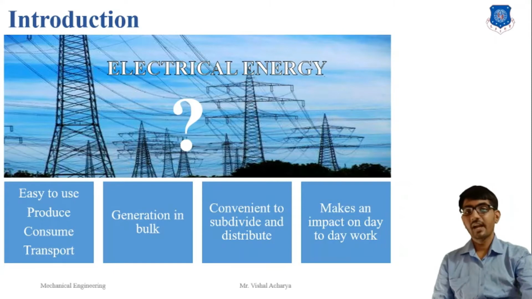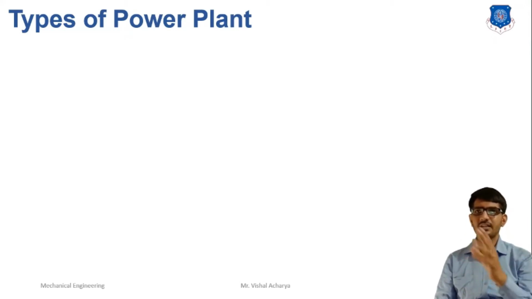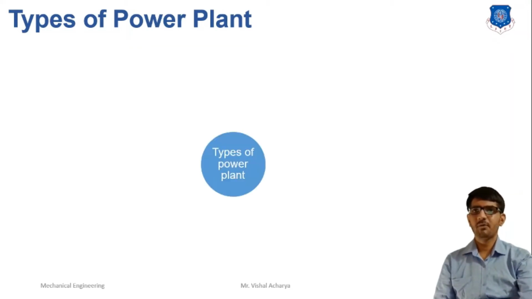Our next topic is the types of power plant. All power plants have the same goal: producing electricity with as high an efficiency as possible. In a power plant, there are two criteria: one is the source of the energy and the second is the technology used. The source of energy is of two types: first is renewable, second is non-renewable. Here we discuss some types of power plants.